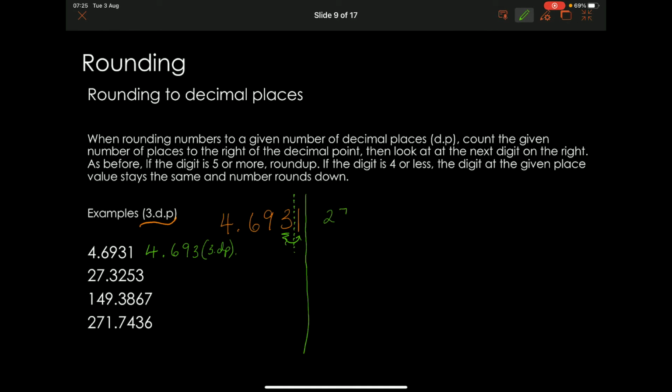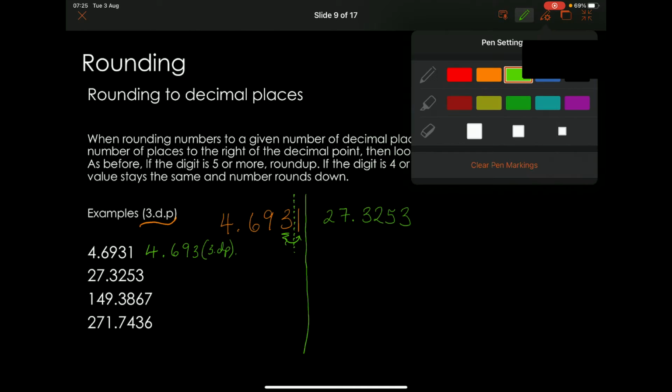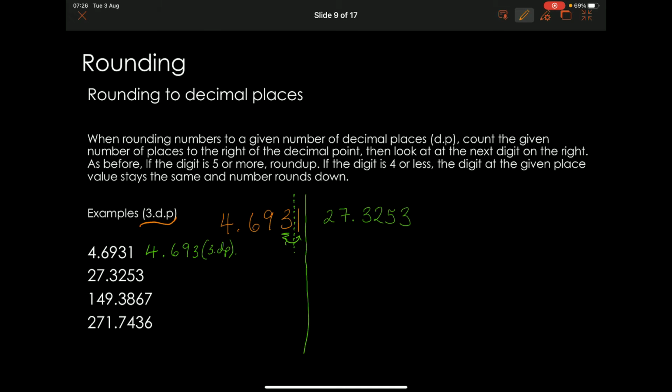The next number, 27.3253. We will count 3 places after the decimal, so 27.325. This one is the number that we're going to round, and we look at this one to decide. Again, it's a 3, so it's below 4, so we're just going to leave it as it is. 27.325 to 3 decimal places.